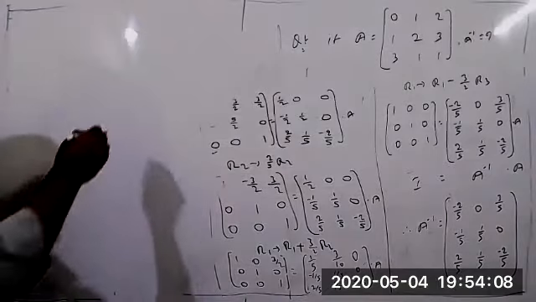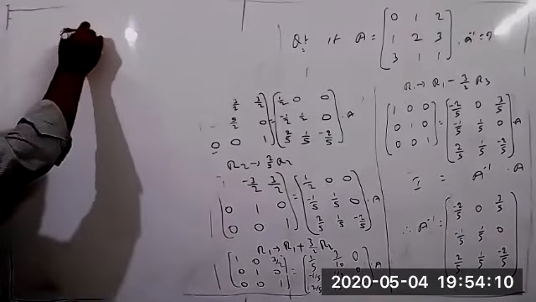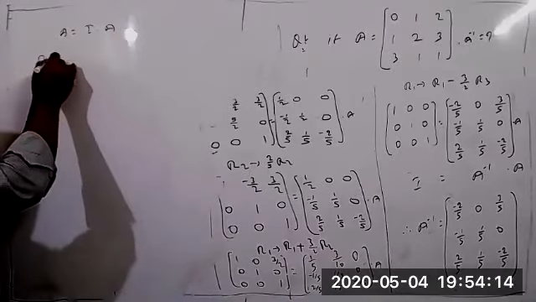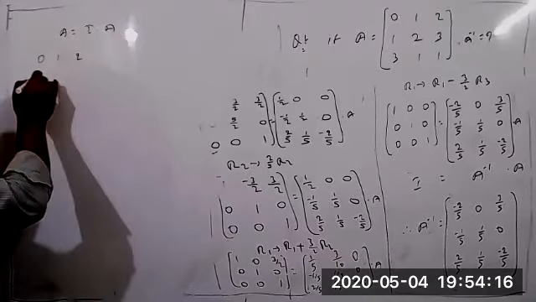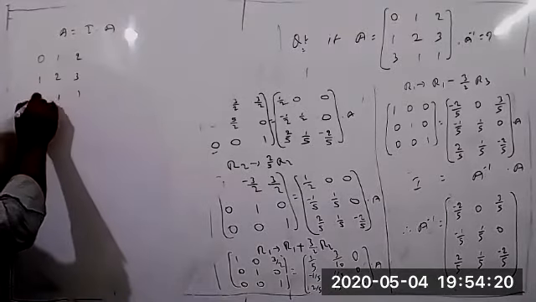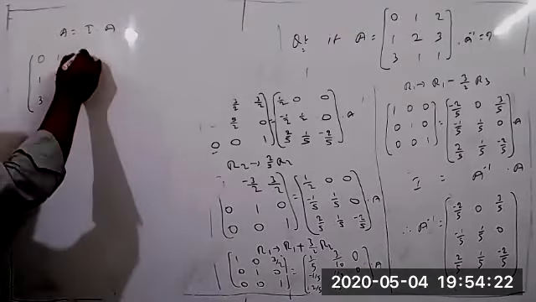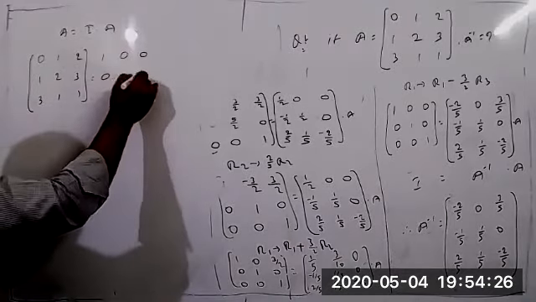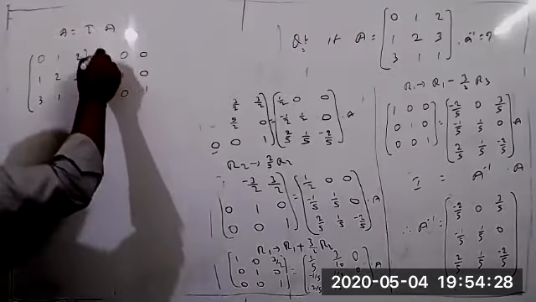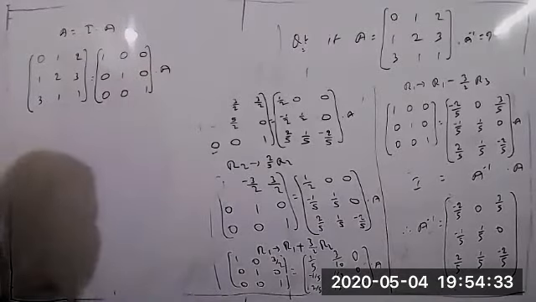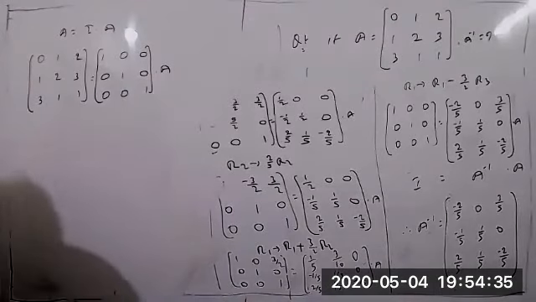First you can take the matrix now. What is the condition we have? A equals I into A, always. The matrix A equals 0, 1, 2; 1, 2, 3; 3, 1, 1, and I equals 1, 0, 0; 0, 1, 0; 0, 0, 1. This is the matrix I, now into A.